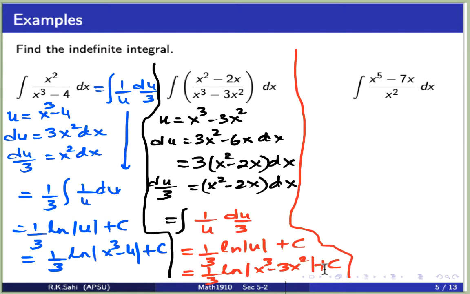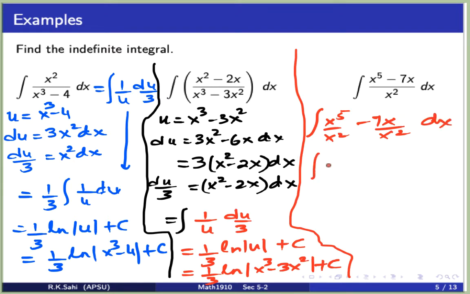Now let's look at this last problem in this slide. Here we have an x squared and an x to the 5th on the numerator. If I take the differential of a square, I get an x. But what will I do with this x to the 5th? So we're going to take another approach. The approach is, if we have only one term in the denominator and more than one term in the numerator, we will separate the numerators. So we're going to write this as x to the 5th over x squared minus 7x over x squared dx.